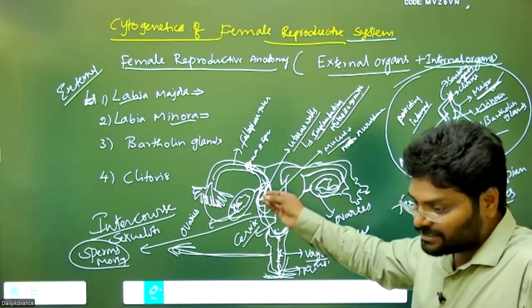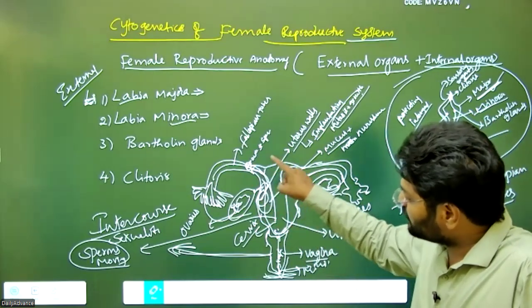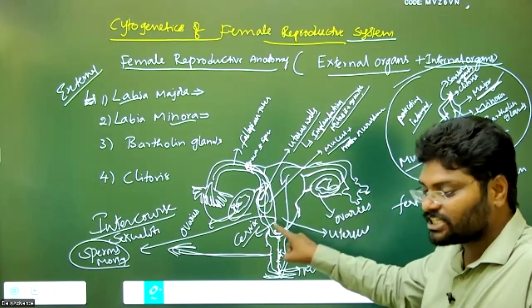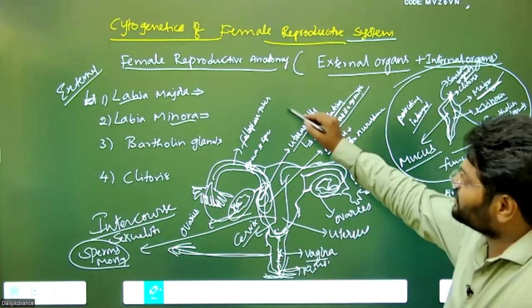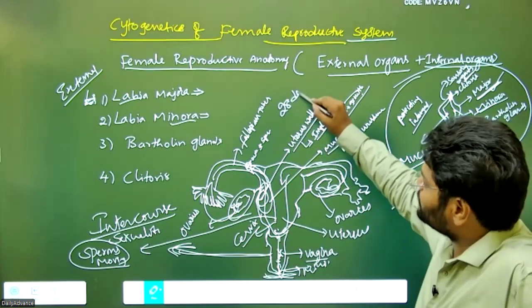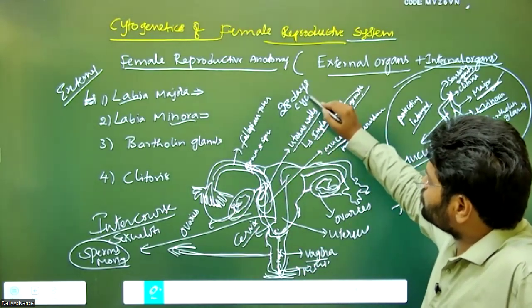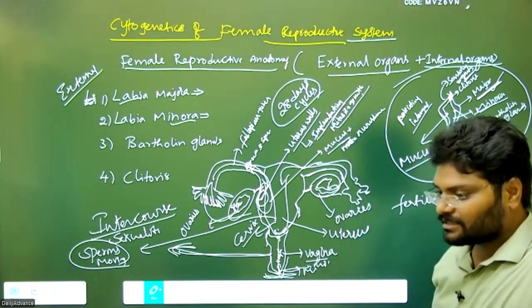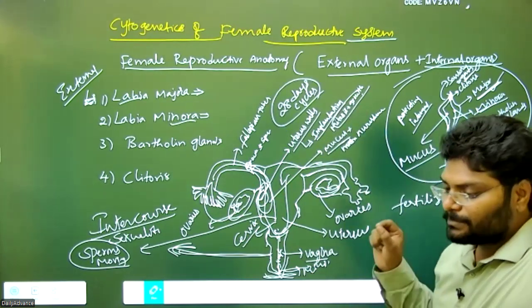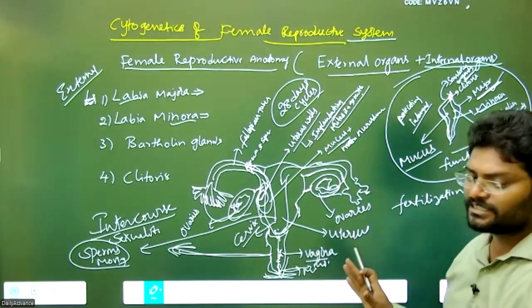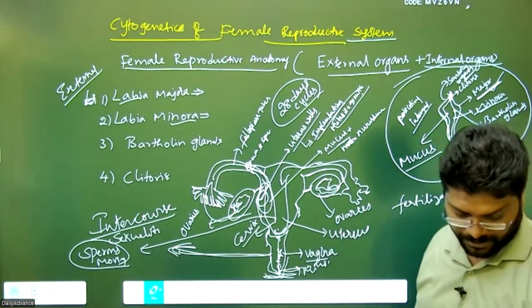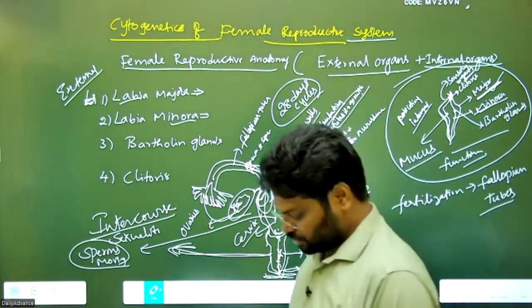If there is no fertilization, the ova along with the mucus shed out of the body, which we call menstruation. So this is a 28 days cycle. Understand? It is our monthly cycle, we call it the menstrual cycle. So this is all about the female reproductive organs in a nutshell.